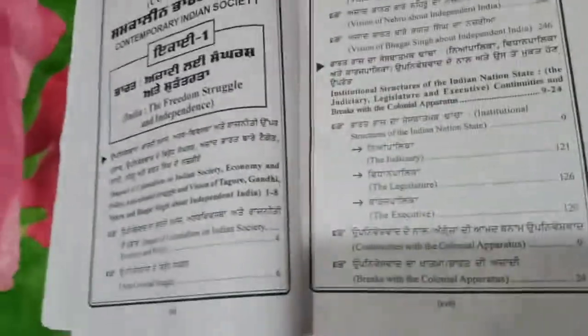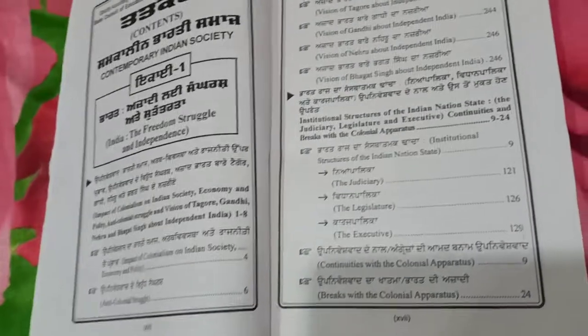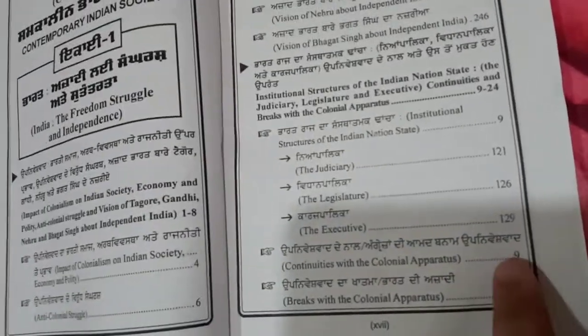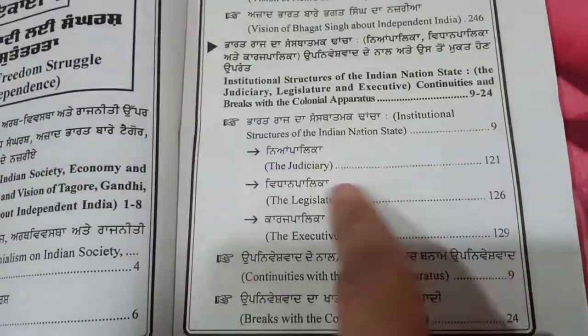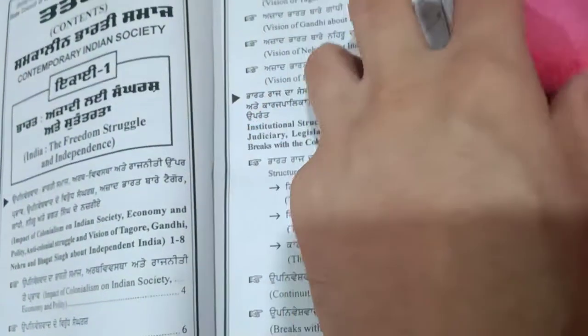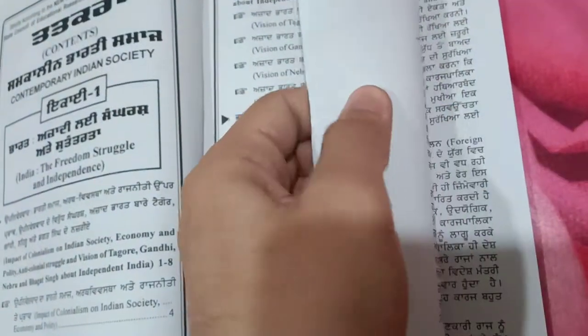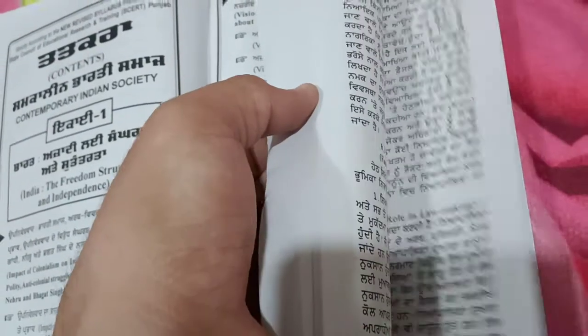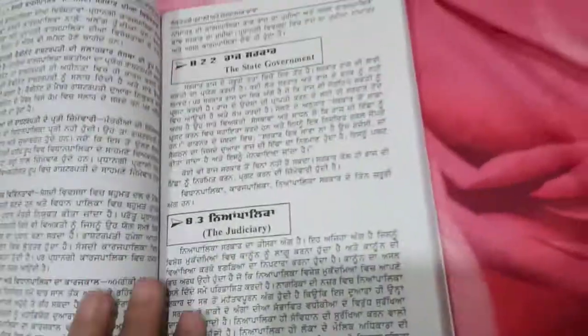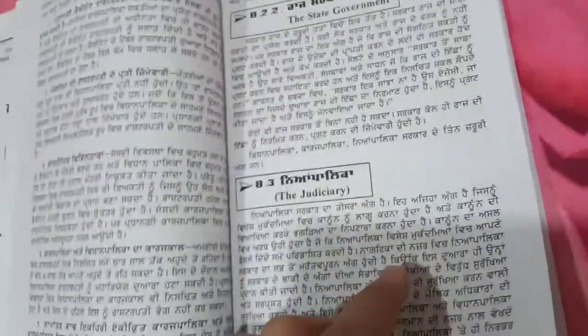Now we have to check out the page numbers also, which are mentioned in front of the syllabus. Are they accurate or not? For example, if I go to page number 121, I'll find whether I find the judiciary or not. See, on page number 121, the judiciary topic is completely there. So page numbers are also very rightly mentioned, there is no doubt about that.